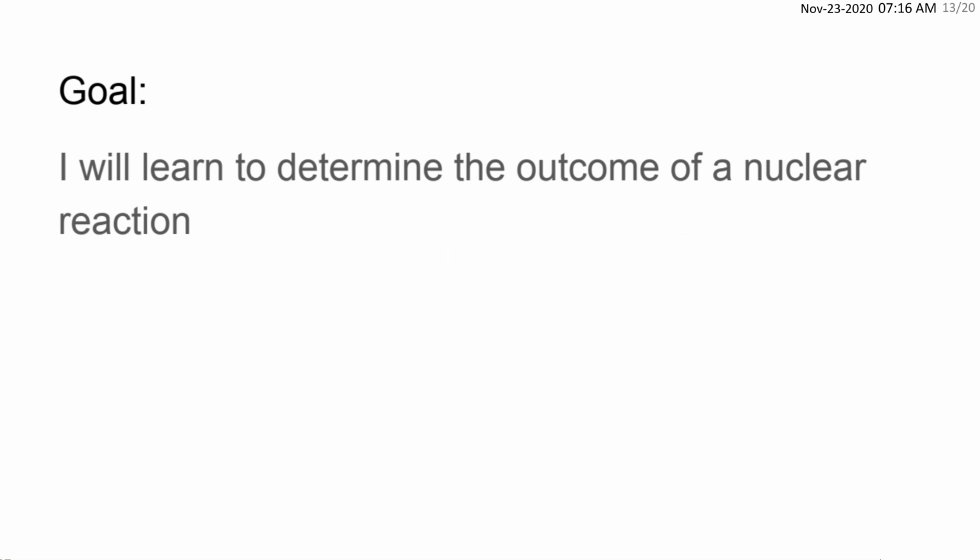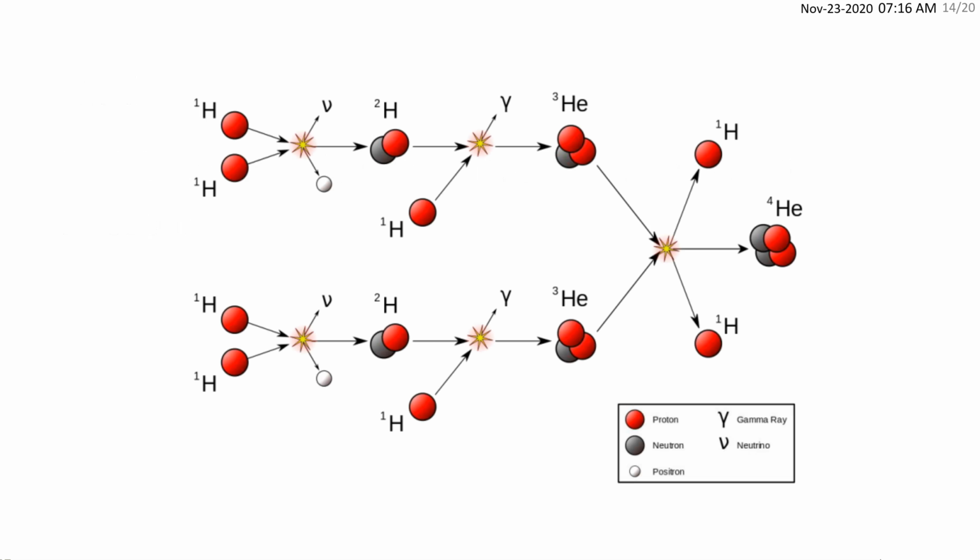Hi, ladies and gentlemen. Today in this video we're going to discuss the different types of nuclear decay and understand why they are important and why they're worth studying. Our goal for today is to learn to determine the outcome of a nuclear reaction. In order to do that, we need to discuss the different types of nuclear decay and the way they affect the identity of the element.